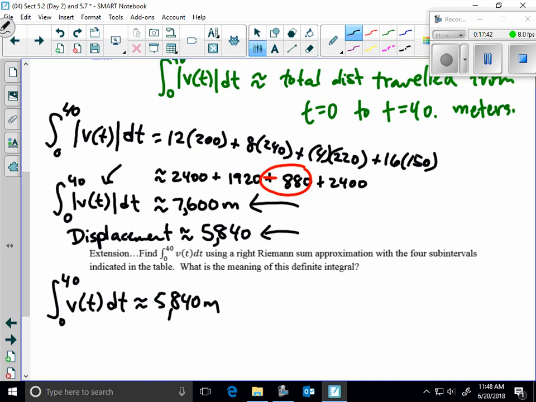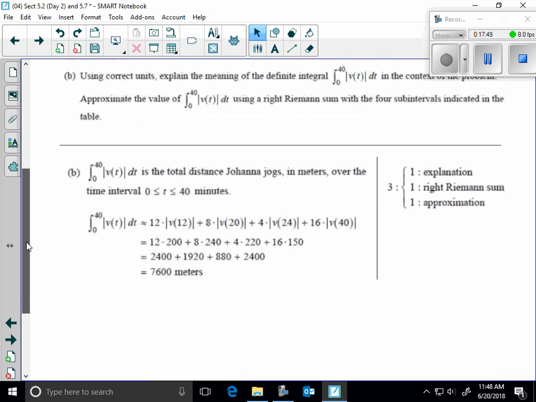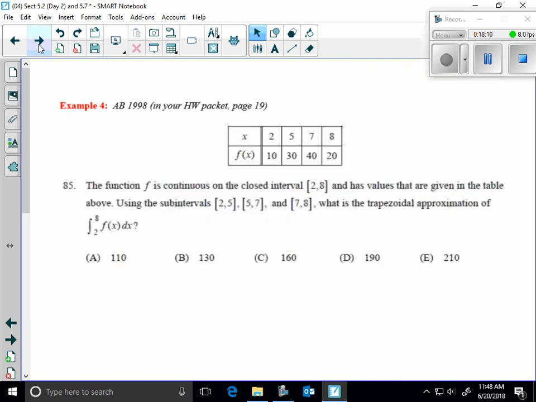All right, let's see how we did. Let's move on to this next slide and check the key. Did we do it right? Yep, 7,600. Let's see how many points we got. For the total distance Johanna jogs in meters over the interval, I'd give us a point there. It looks like the right Riemann sum set up, and then the approximation of 7,600 meters is also right on. All right, oh, there's one more. Let's do one more.